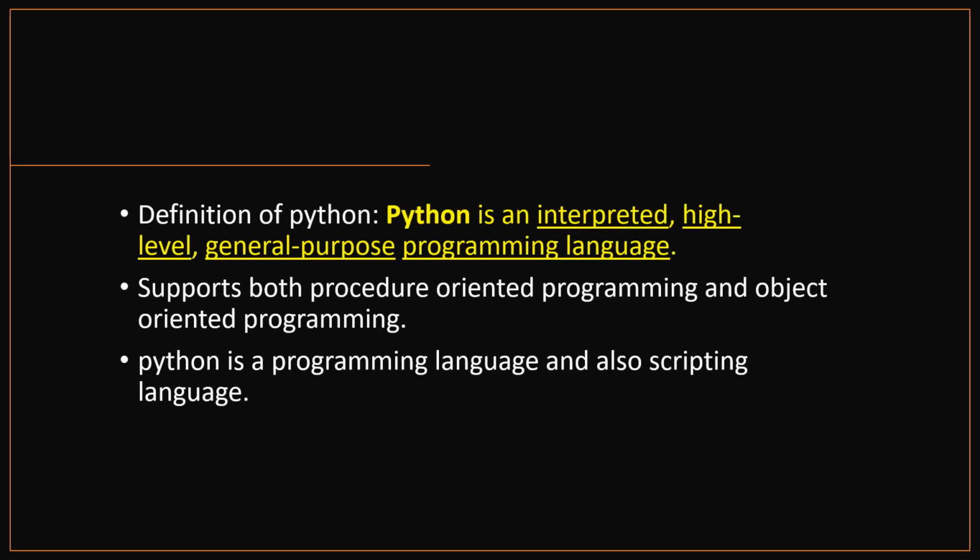Now I will go back to the definition of Python. Now you will understand these 3 points very clearly because I've explained in depth. So Python is interpreted. It is not compiled, and you know why? It is a high level general purpose programming language. You know what is a general purpose programming language? It is used for a wide range of domains. Python supports both procedure oriented programming as well as object oriented programming. Python is a programming language as well as a scripting language.